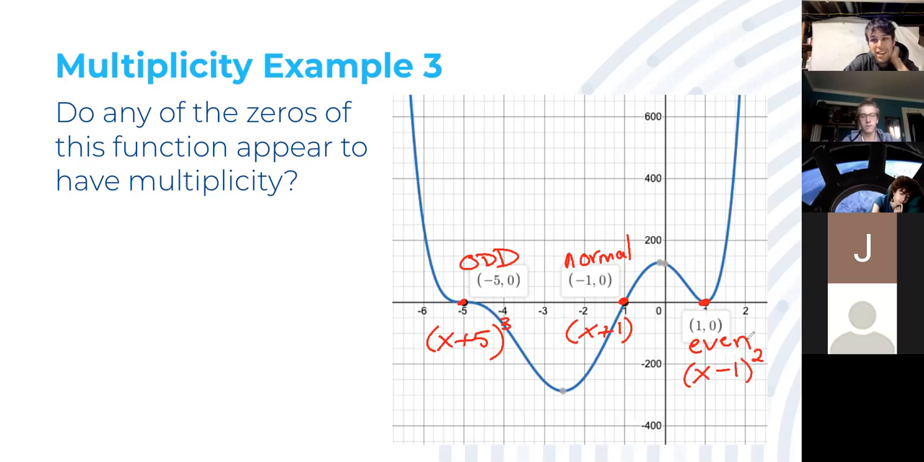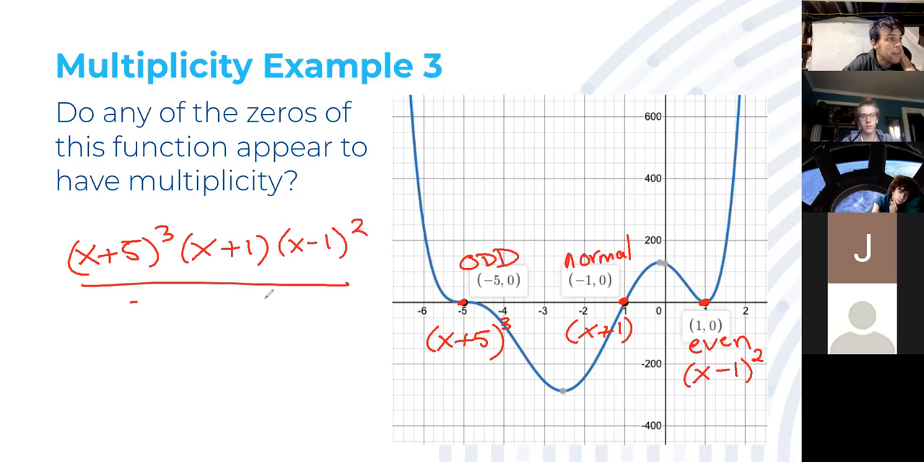I have a pretty good idea of what this equation is already, at least its factored form. I have a pretty good idea that this equation is x plus 5 to the third power, x plus 1, x minus 1 squared. Now, you can see it, right? That's the equation. This is the equation for this particular graph.